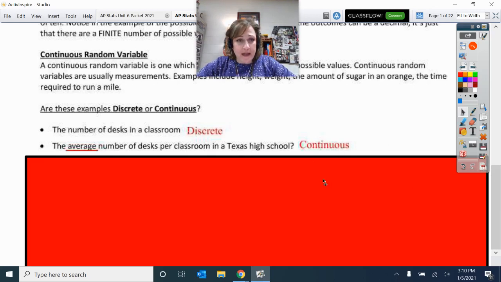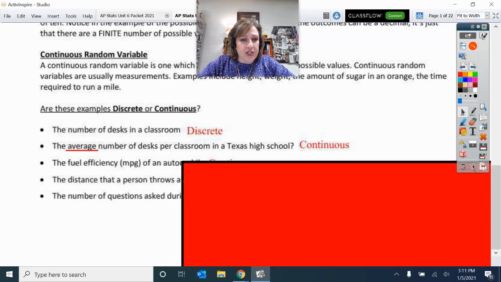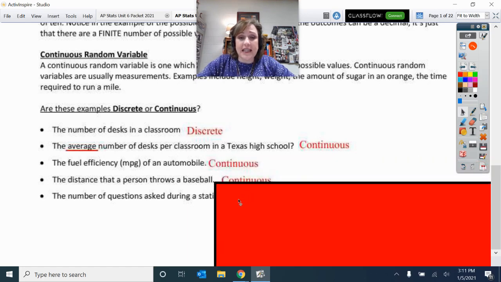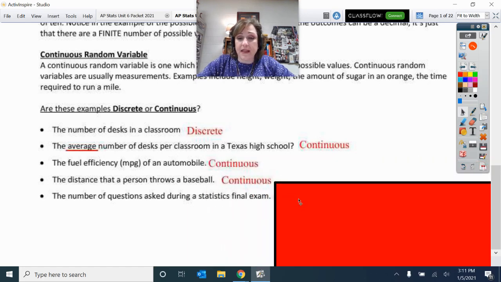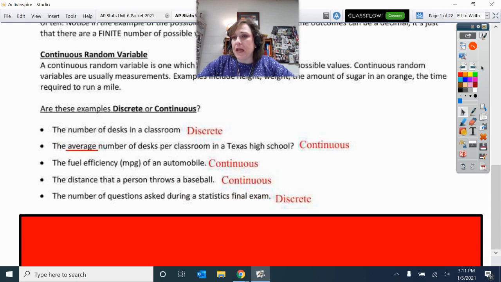So that's kind of what's happening when we're turning a discrete into a continuous. Fuel efficiency can be in little finite amounts. Continuous. What's the next one? The person that throws a baseball, you throw a baseball a certain distance. I think that's a continuous amount. And then how about the number of questions on an exam? Statistics final exam, discrete. Okay.